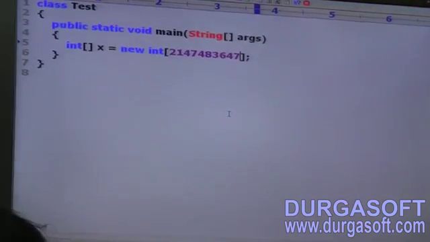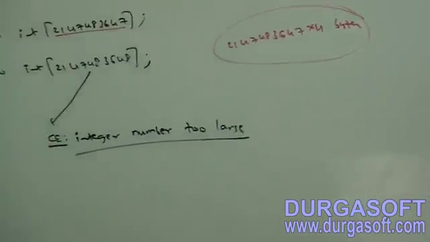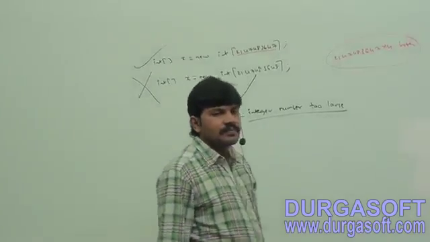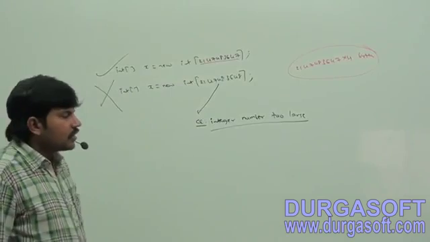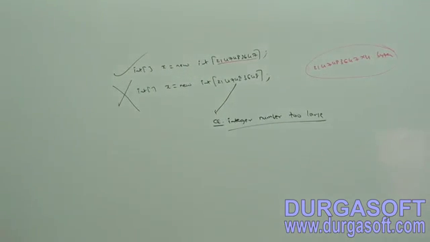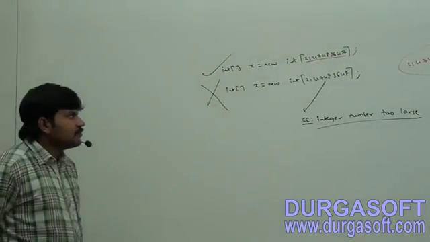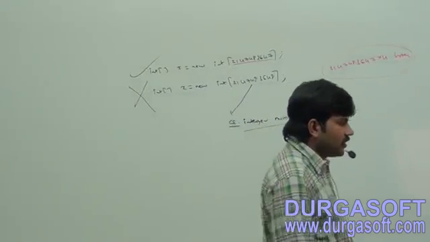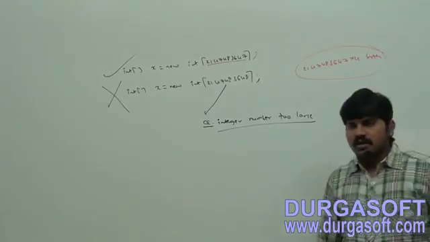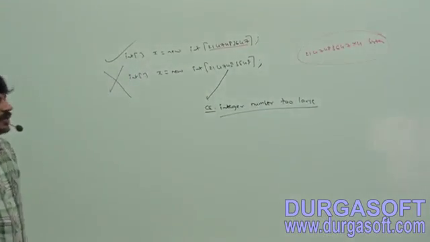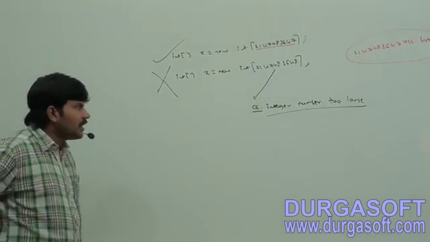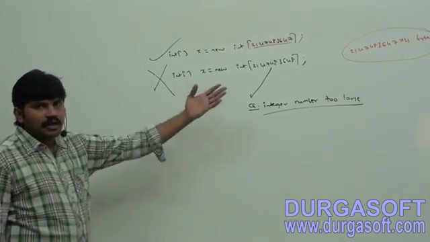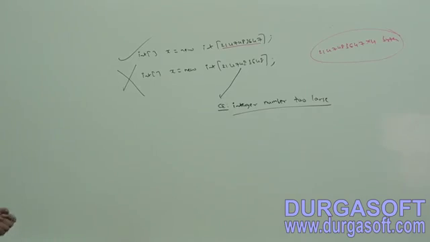Okay, make sure about the out of memory error. Take a note: the maximum allowed array size in Java is 2147483647, which is the maximum value of the int data type. Add 2147483647.